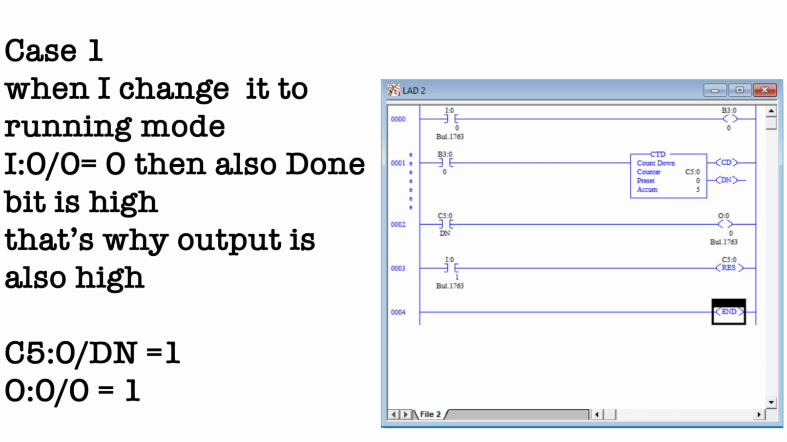In the previous cases, for the up counters, only when the accumulator value is equal to the preset value does the up counter provide the done bit. But in the case of the down counter, when the accumulator value is greater than the preset value, then the done bit is high. Because of this condition, you can see here the done bit is high, right?